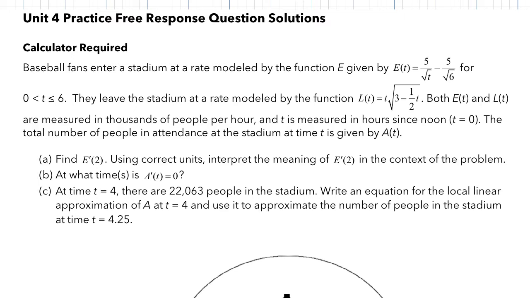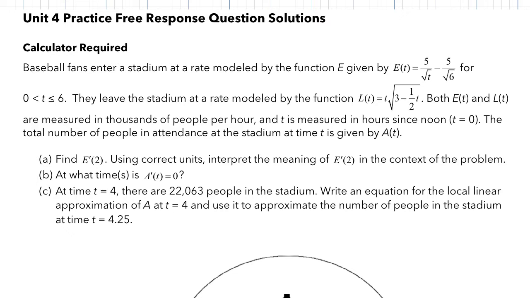Anyway, the first step is to find E prime of 2. That's easy peasy, just set it equal. Root t is t to the half, so this would be t to the negative half, and then it's just power rule, and then you plug in 2. Then, more importantly though, is correct units, interpreting what that means in the context of the problem.